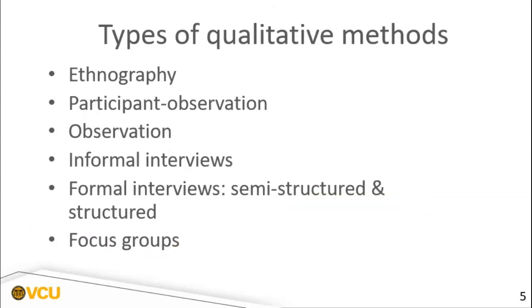There is a wide variety of qualitative research methods. They include ethnography, participant observation, informal interviews, formal interviews, which can be semi-structured or structured, and focus groups. Often, more than one of these methods is used in one study. For example, in the study that I mentioned earlier on undocumented immigrants from the former Soviet Union, I used participant observation and semi-structured interviews. The first method I'll talk about is ethnography.